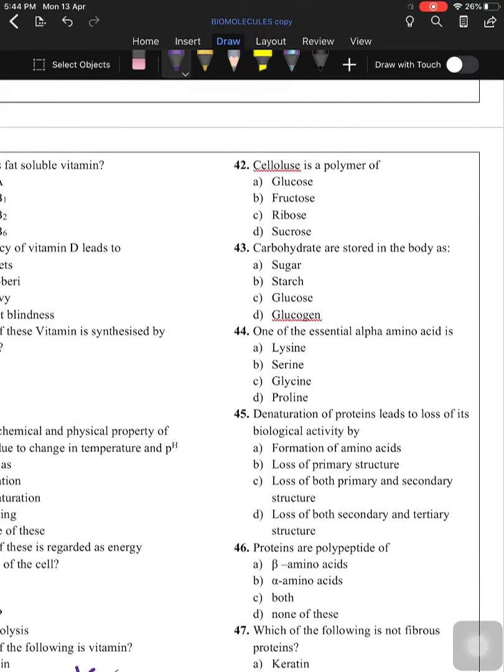Moving on to the 42nd, cellulose is a polymer of dash. Cellulose is a polymer of glucose. A long chain of glucose is connected by eliminating an H2O molecule. Therefore, we get cellulose. 43rd question, carbohydrates are stored in the body as a dash.